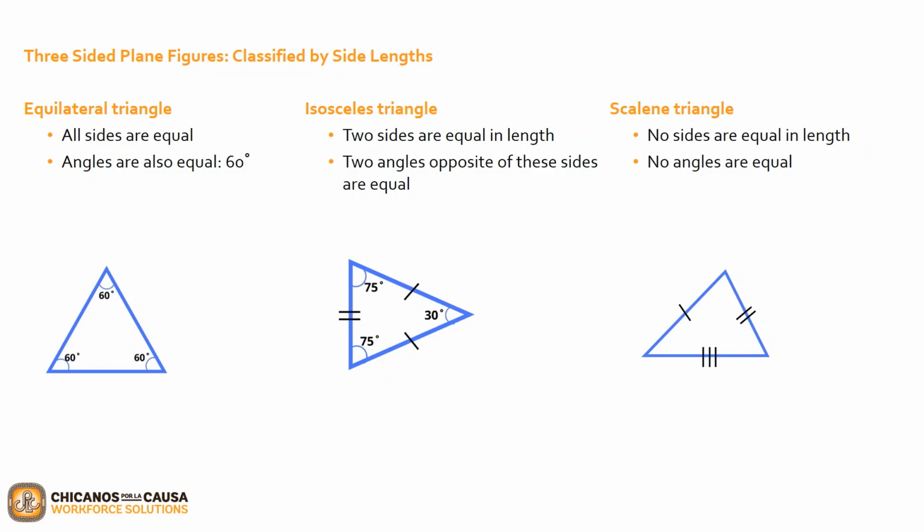With a scalene triangle, no sides are equal in length and no angles are equal. What this means is that every side of this scalene triangle is a different length. So one could be 1 centimeter, another one can be 3, and then another one can be 5 centimeters. And the angles are different as well.